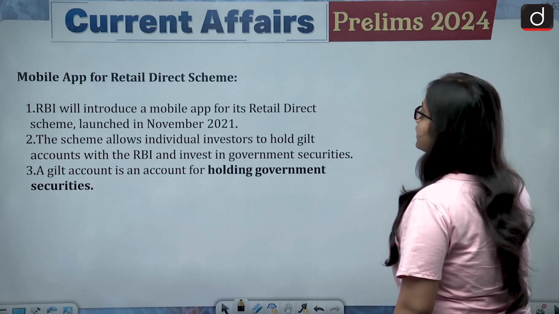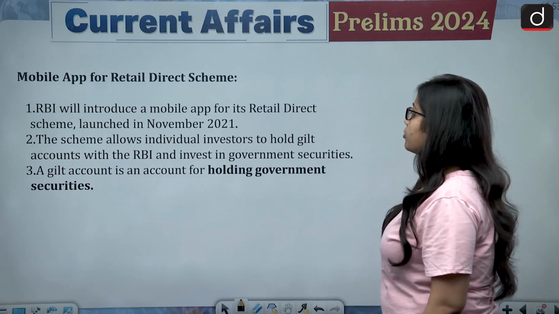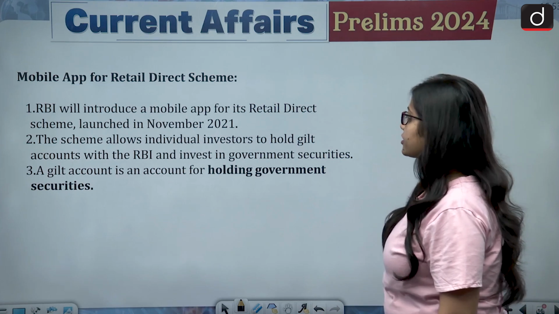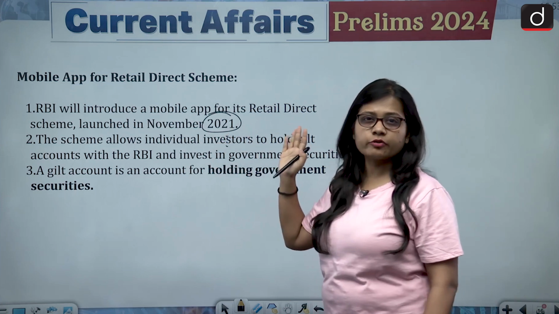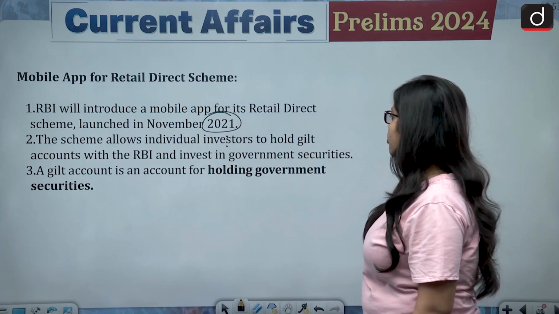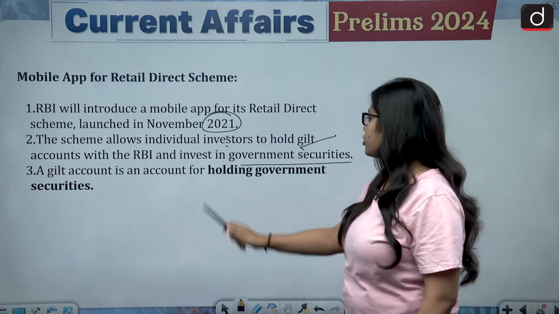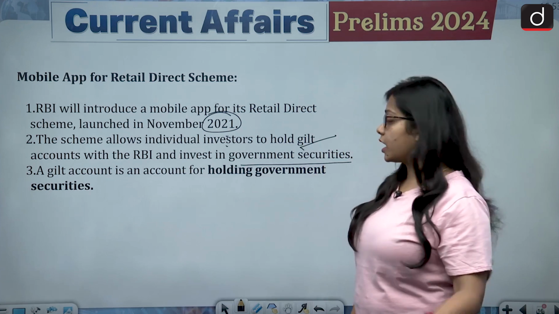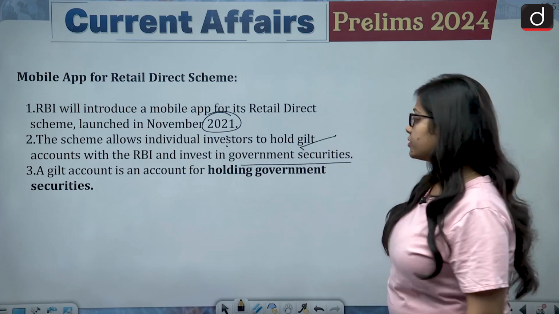Mobile app for retail direct scheme. RBI will introduce a mobile app for its retail direct scheme launched in 2021. The scheme allows individual investors to hold gilt accounts with the RBI and invest in government securities. A gilt account is an account used for holding government securities.